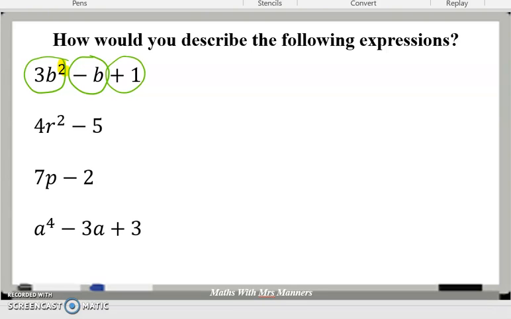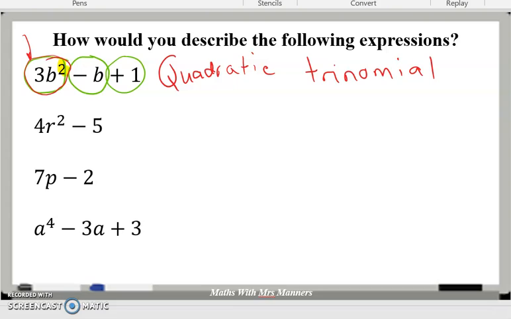What I can see is the degree is 2. Since the degree is 2, straight away I know it's a quadratic. I can also see that there are 3 terms, and that means it's a quadratic trinomial. There are other things I can see, like the leading coefficient is 3, and the leading term is 3b squared, and the constant term is 1. So there's lots. I'm hoping you've gained a lot of vocabulary from this video.